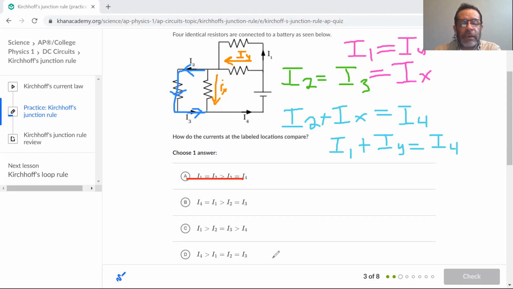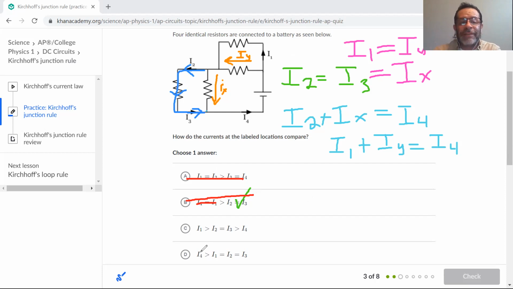So one thing that we can also eliminate, somebody said we could eliminate, for example, B, because I4 and I1 are not going to be the same. This is not true. This is true, but this isn't true. So B can also be eliminated. So now we're left with C and D. Which one of these would be the correct one? JC said something about eliminating C, and that's correct.